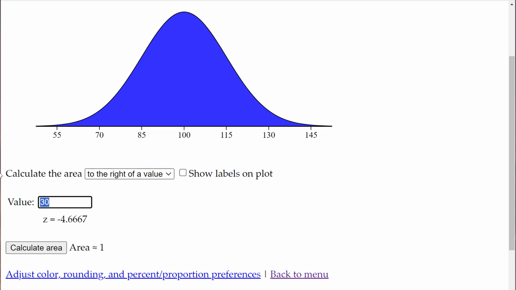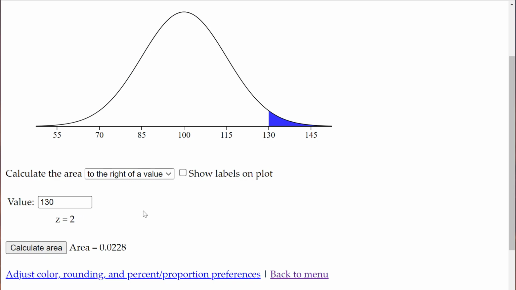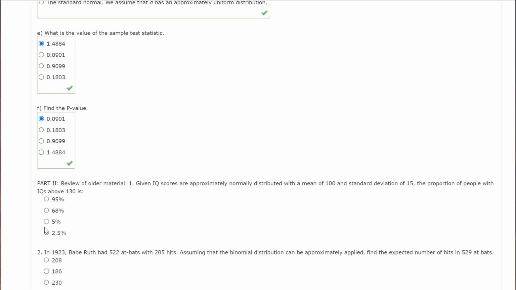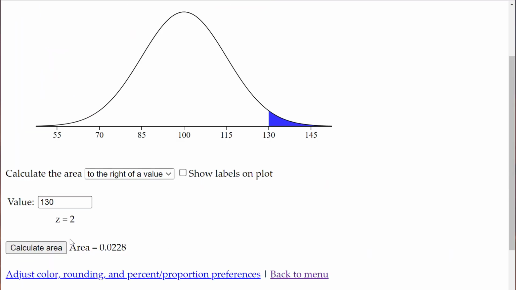Ooh, no, not 30. Hopefully people have higher than a 30 IQ. 130. 2.28% or 0.0228. And that's bad. Oh, this is probably using the empirical rule. I'm going, why is it 2.5%? Remember, if we have more than 2 standard deviations above the mean, that's 2.5%. So that's where that's coming from. That's why it says 2.5% instead of the 2.28%.